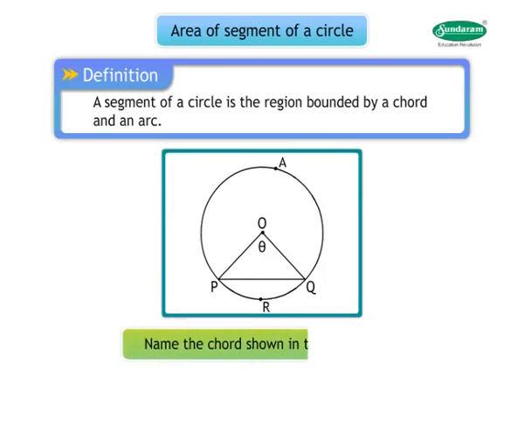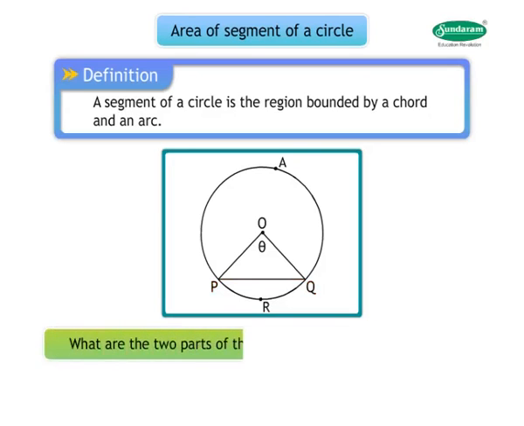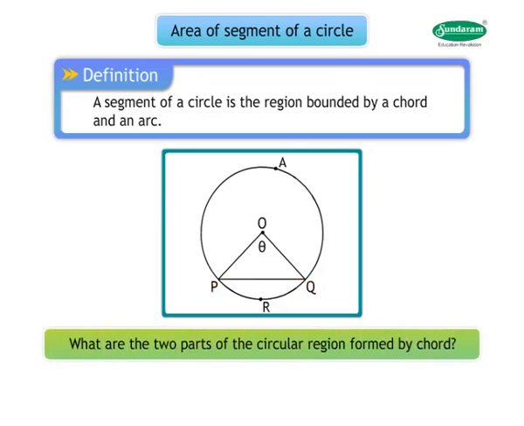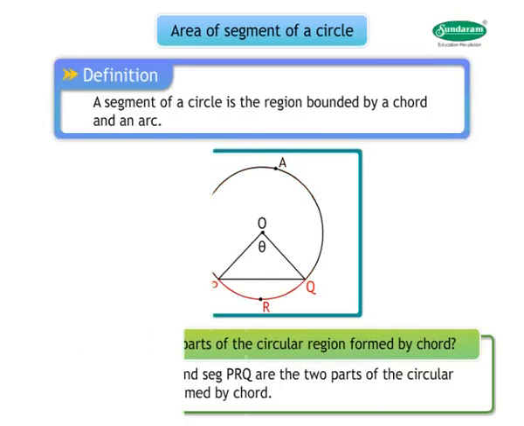Number 1. Name the chord shown in the figure 1. Answer. In the figure 1, PQ is the chord. Number 2. What are the two parts of the circular region formed by chord? Answer. Segment PAQ and segment PRQ are the two parts of the circular region formed by chord.